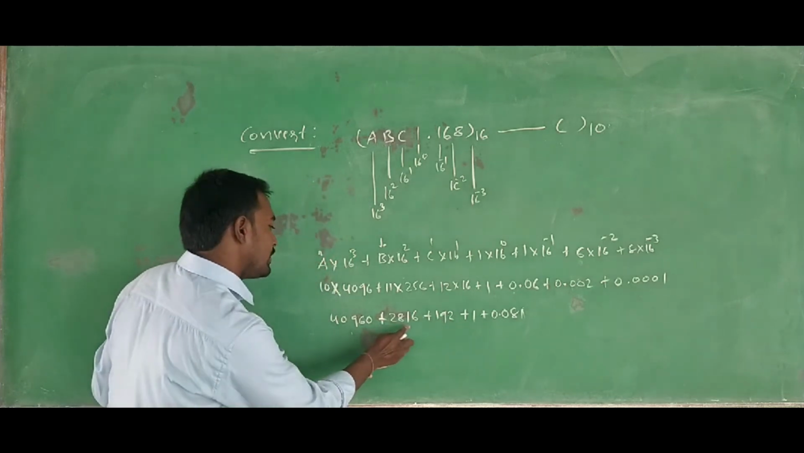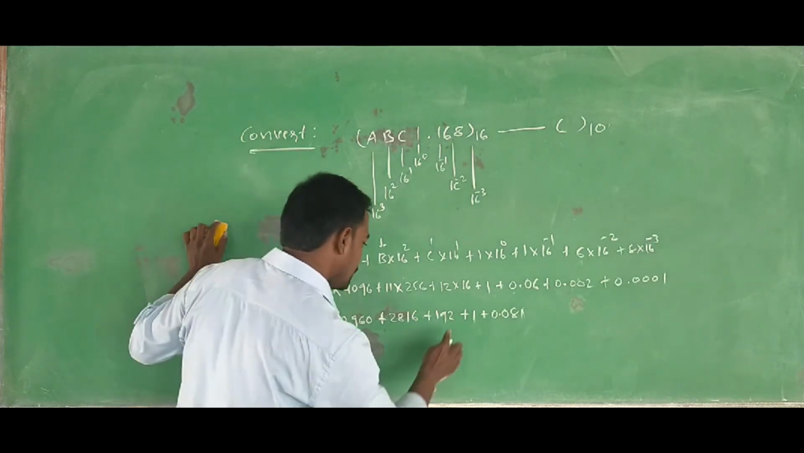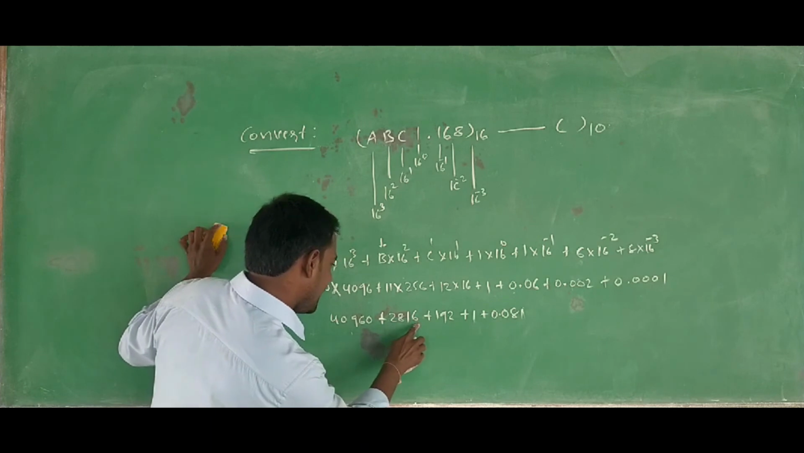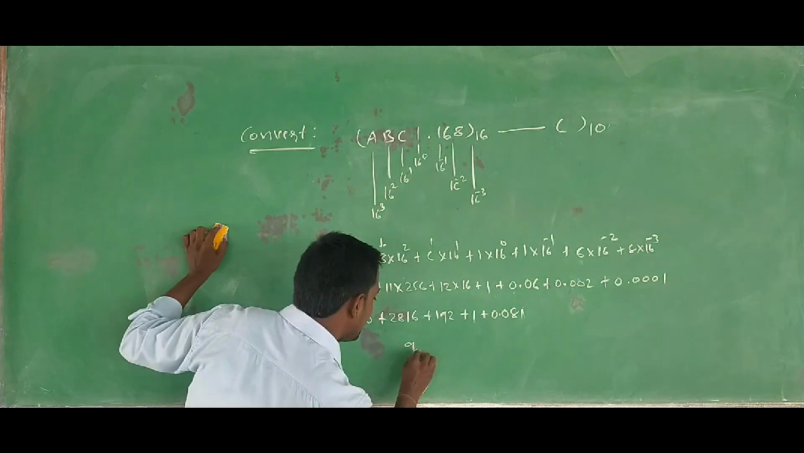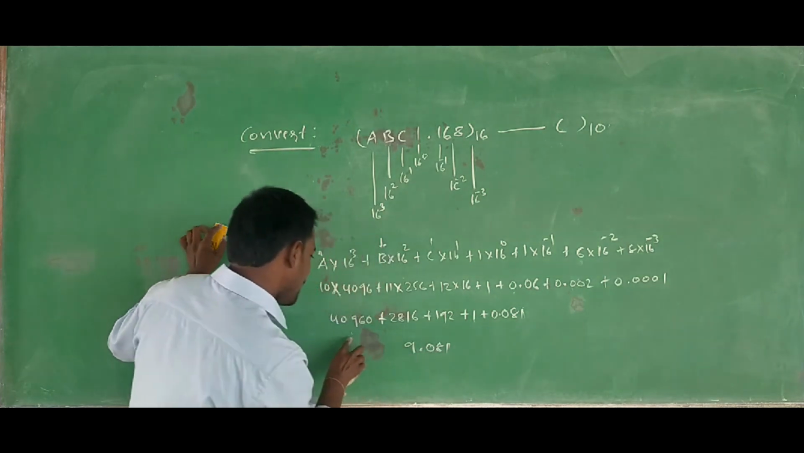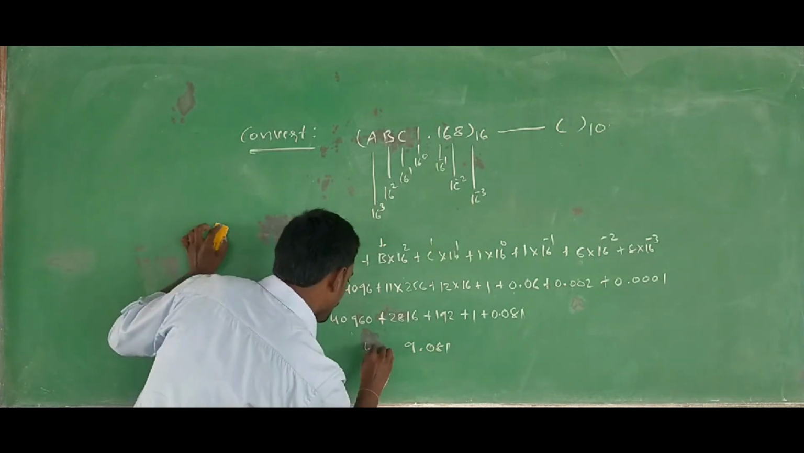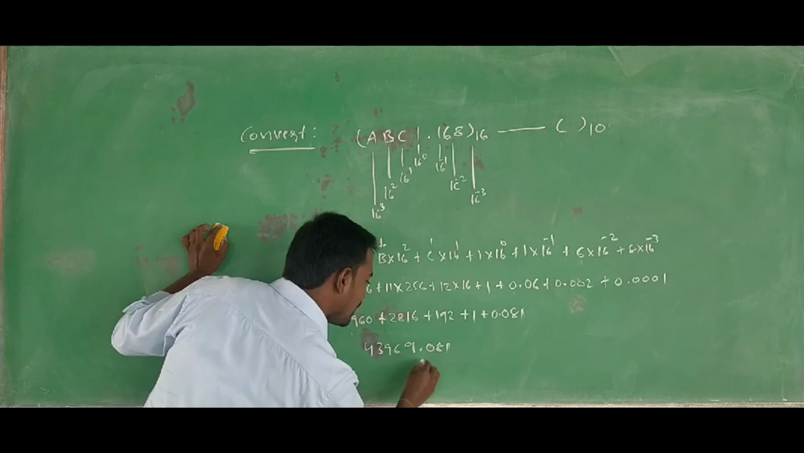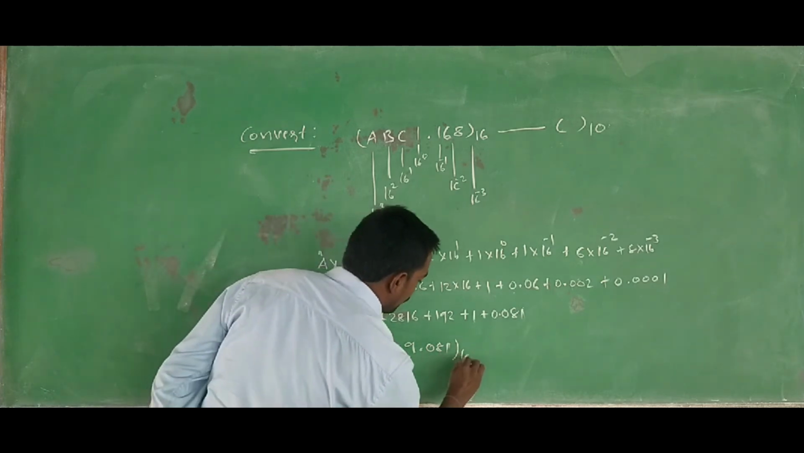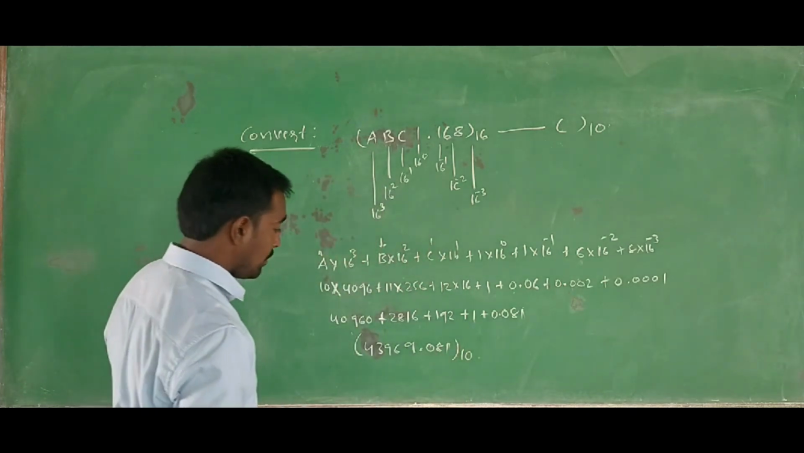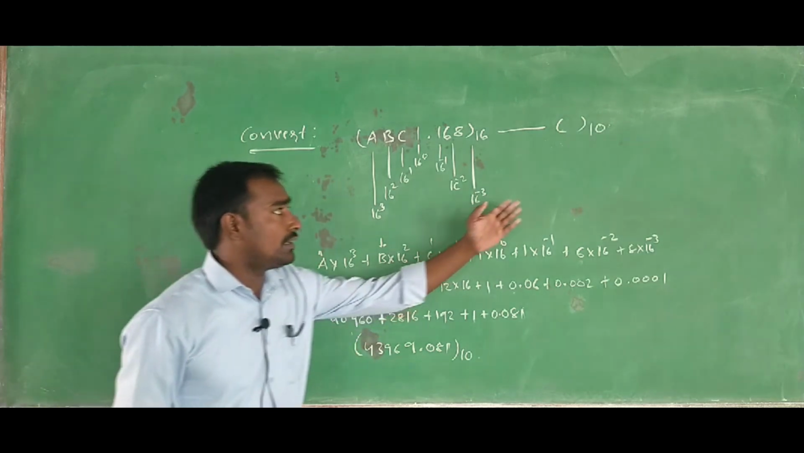When we add all these values, 40960 plus 2816 plus 192 plus 1, we will get 43969.081, having the base of 10. So this is the conversion of the hexadecimal number into the decimal number.